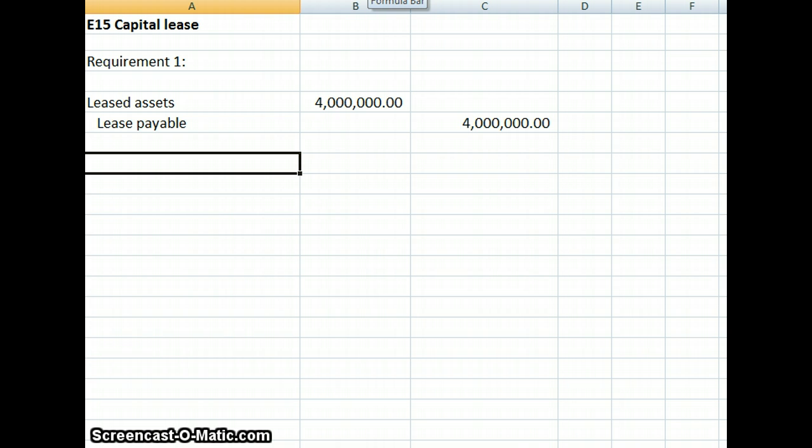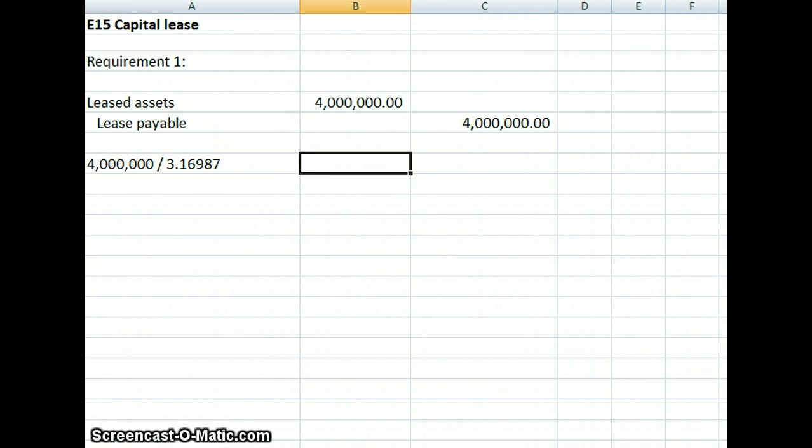3.16987. So to figure out what our lease payments are going to be, it's just going to be 4 million divided by our present value of an ordinary annuity of 3.16987, and that amount is equal to 1,261,881. So that's going to be the payment that we're going to have to make.